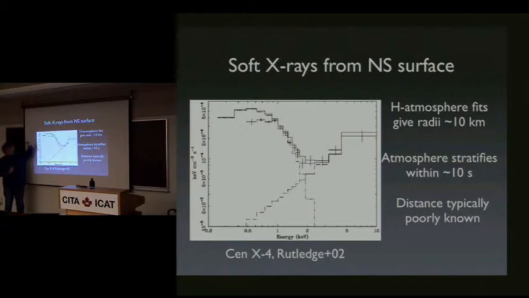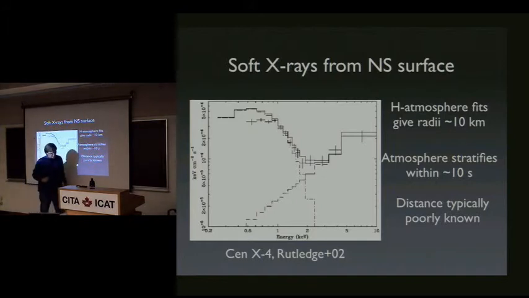You can directly measure R over D. You can measure the flux you see, and you can measure the temperature. The problem with most of these things is the distance is relatively poorly determined.